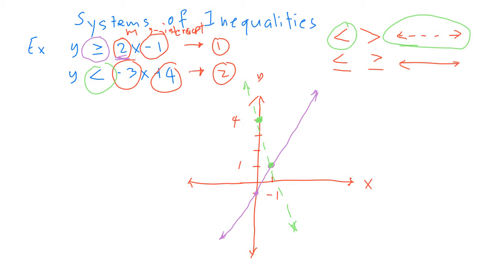Okay, now since we're using inequalities, we have to show the solution with shading. On the first inequality, it says greater than or equal to. That means the y values are bigger, so that should be shaded on the top of this line. So the shading part would be this part.